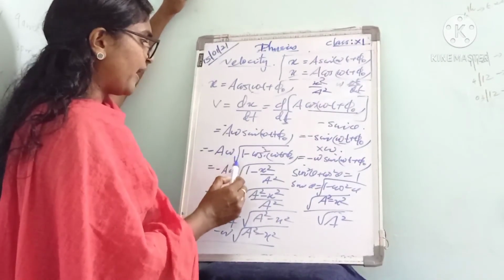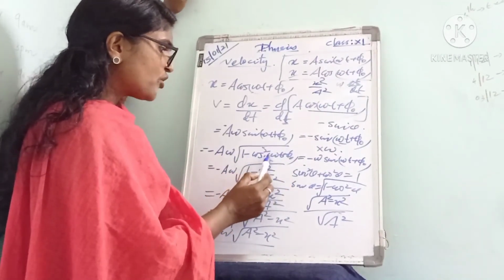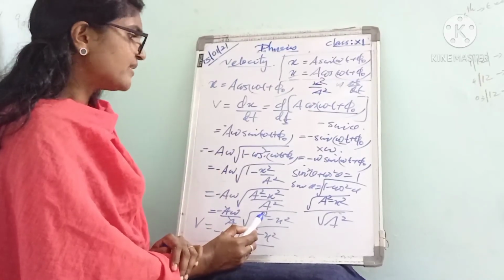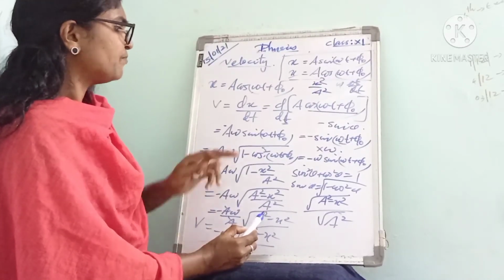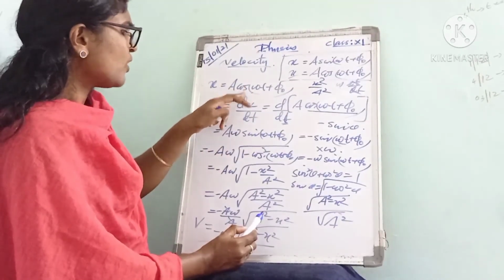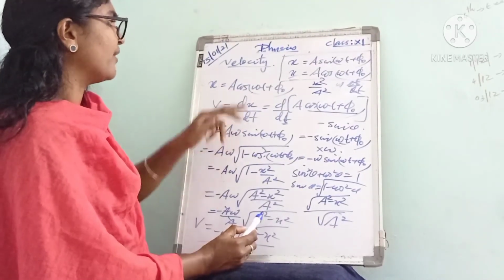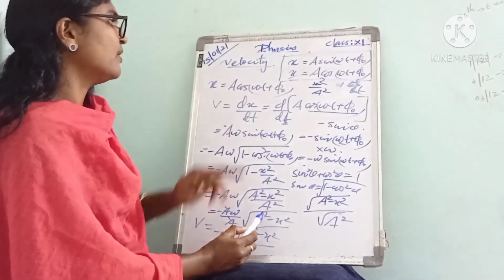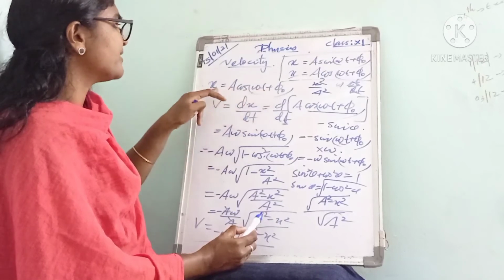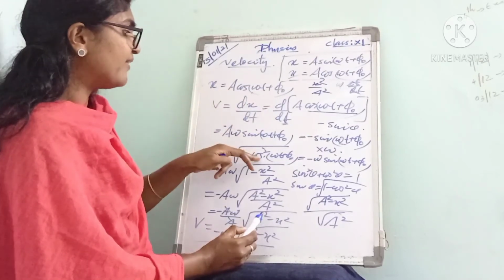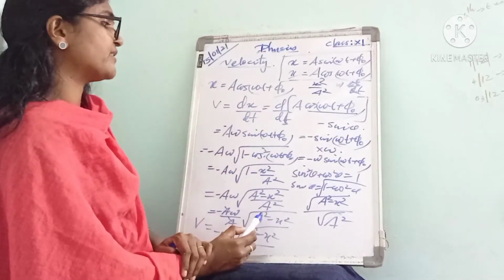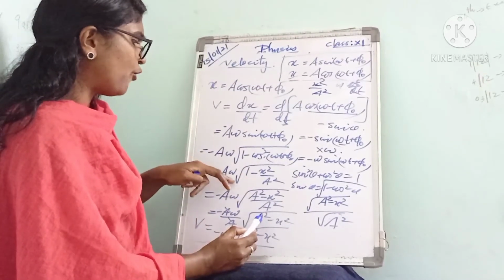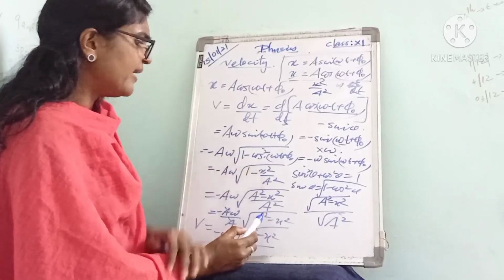So minus a omega square root of 1 minus cos square of omega t plus phi 0. Instead of cos of omega t plus phi 0, here we have x equal to a cos of omega t plus phi 0. Then cos of omega t plus phi 0 is actually x by a, and cos square of omega t plus phi 0 is x square by a square. So we can write minus a omega root of 1 minus x square by a square.